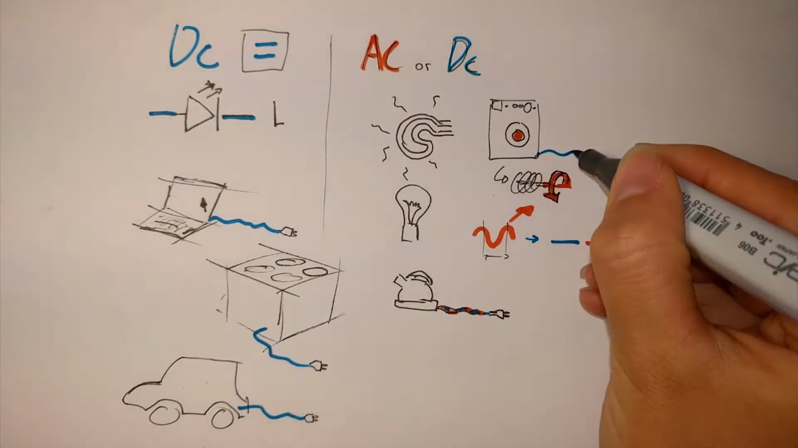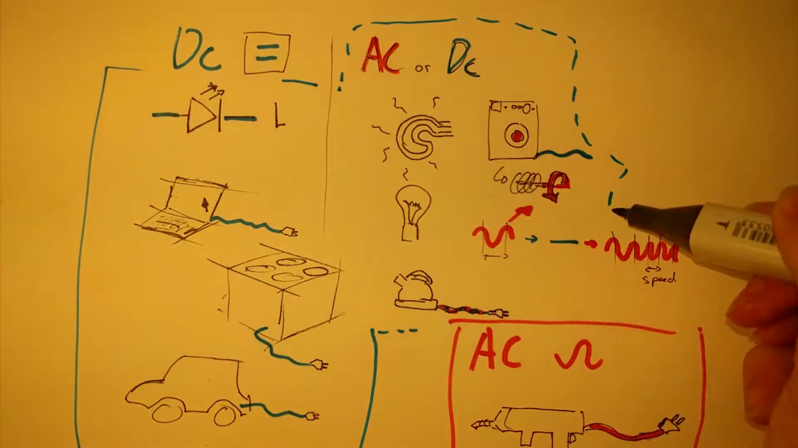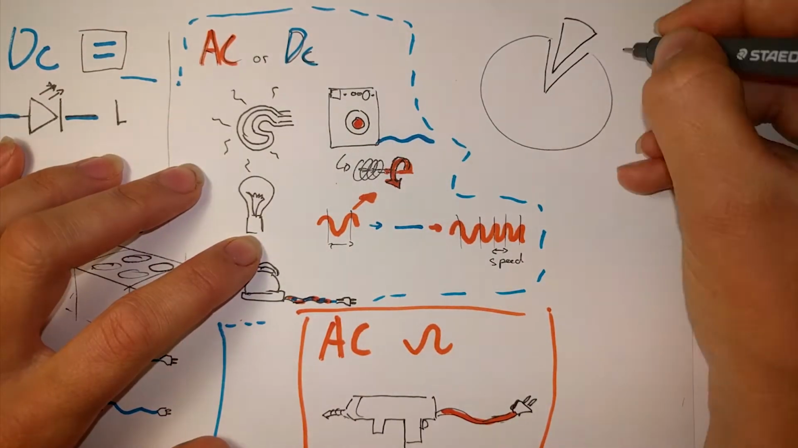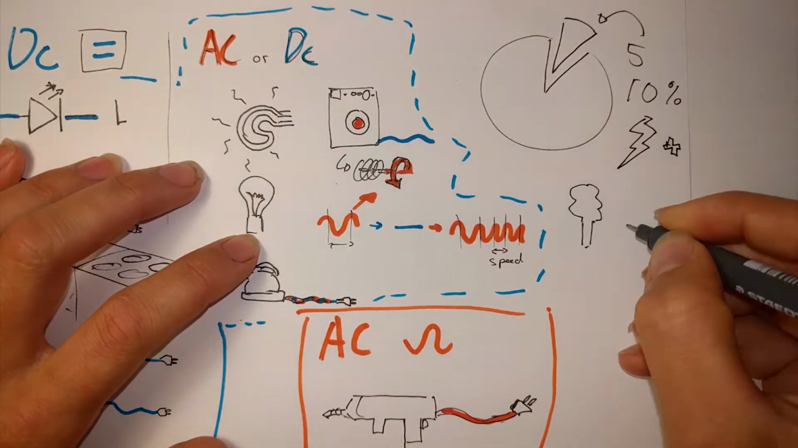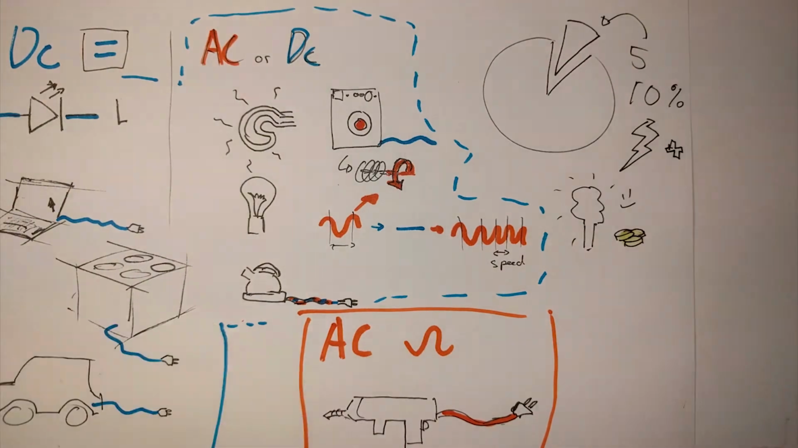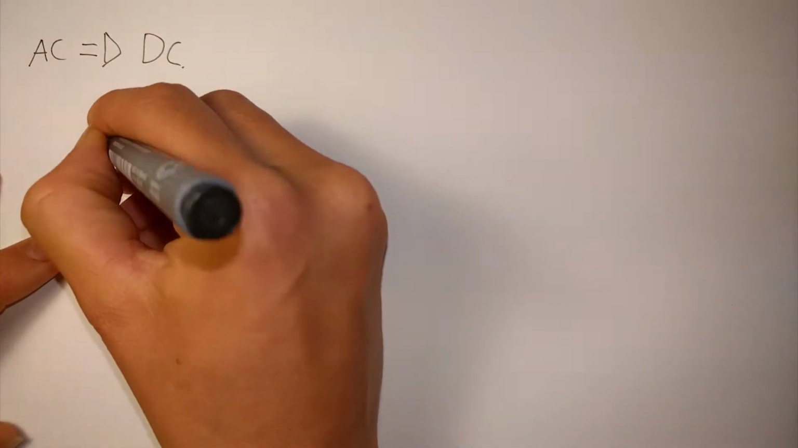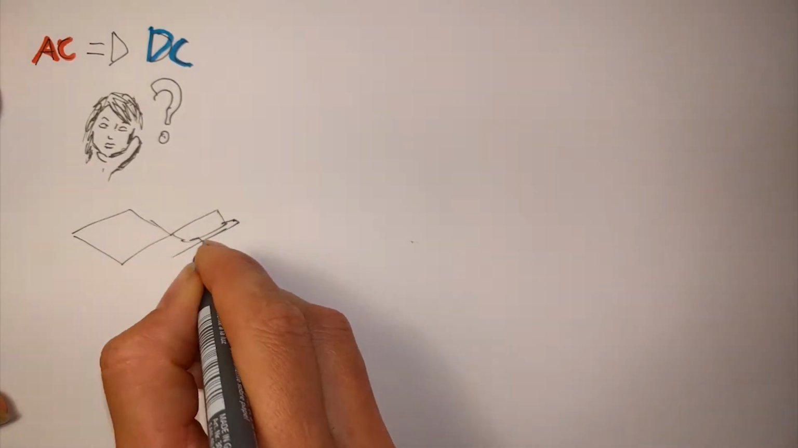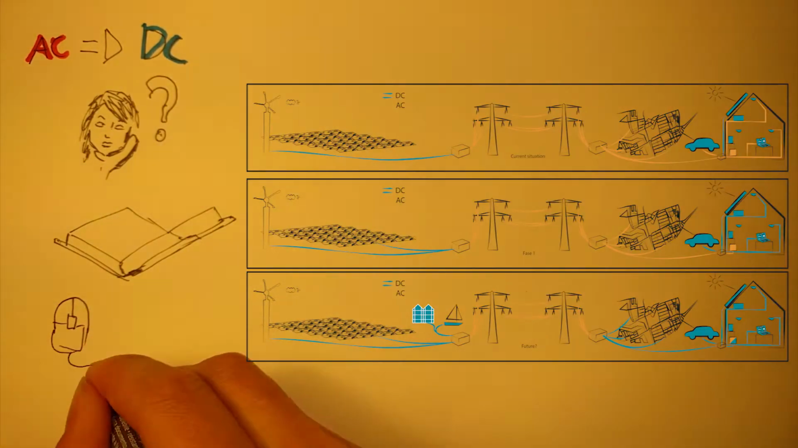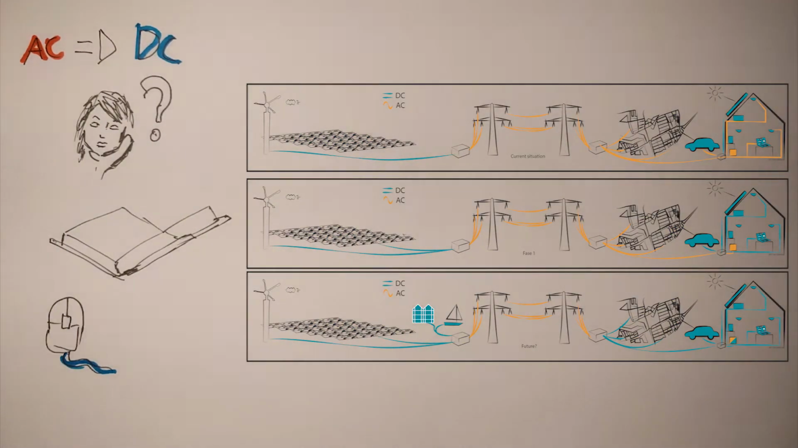A lot of power gets lost when switching between AC and DC. Besides relieving the grid, using DC grids can save 5 to 10% of energy. So, how can I help the transition? After reading some books and surfing the web, I looked into what the transition phases would look like.